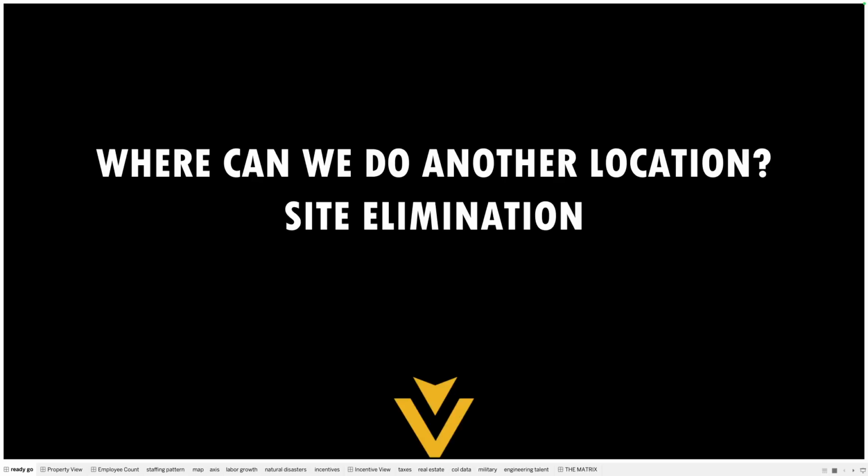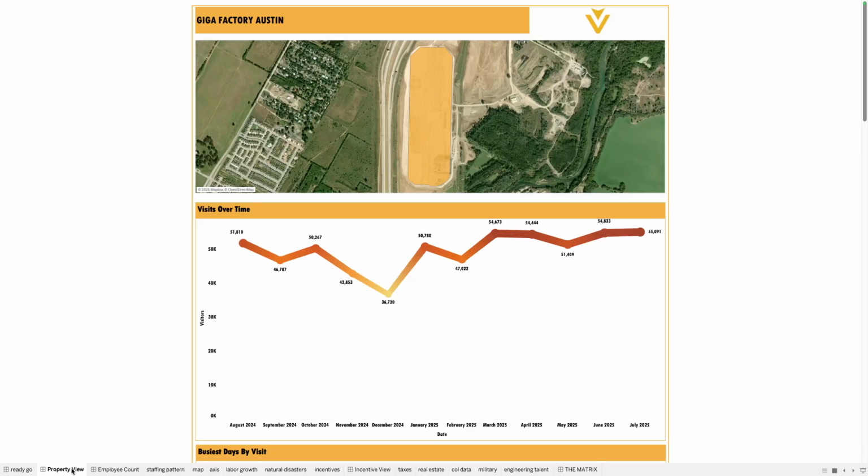All right, let's use the VistaView site selection tool and simply answer another question of where can I build another one of these? And of course, we're going to be doing some site elimination to solve it. So, what are we trying to build today? Well, let's try to replicate one of the largest buildings in the world, the Tesla Gigafactory over in Austin.